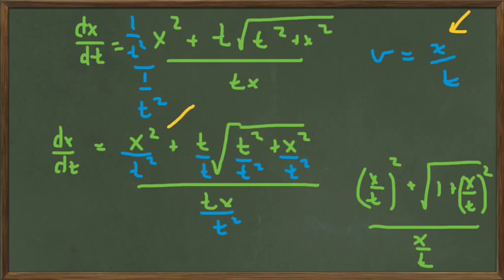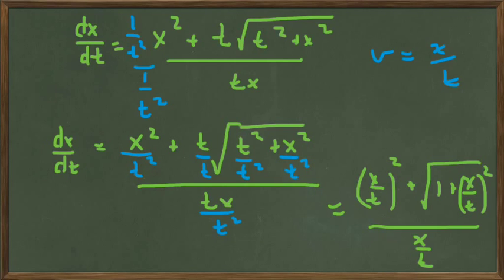So this term right here, we are writing as x over t quantity squared. This term right here is just a 1, so we don't need to write it since it's multiplying. This t squared over t squared under the radical is just 1 under the radical here, and this x squared over t squared under the radical is just x over t quantity squared under the radical here. And then finally, the denominator just becomes x over t.